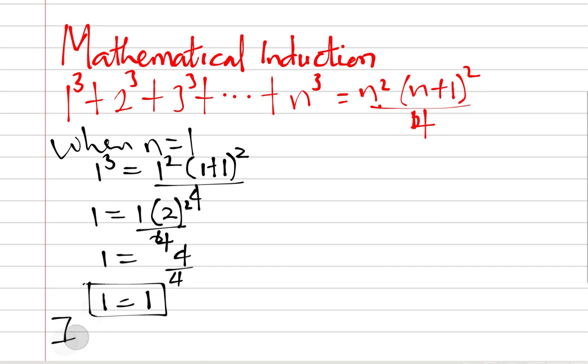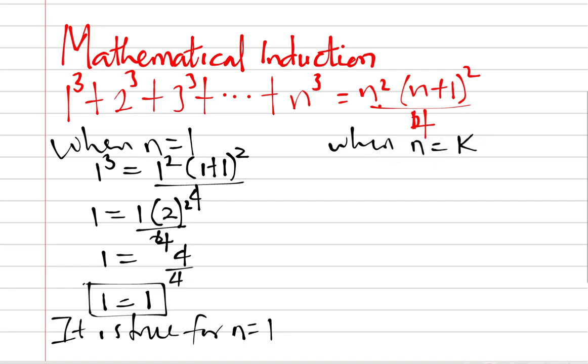So what do we say? You say it is true for n equal to 1. Are you seeing that now? So now the next one, when n equals k. So that will now be k raised to power 3 equal to k squared into bracket k plus 1 squared all over 4. Are you seeing that now?